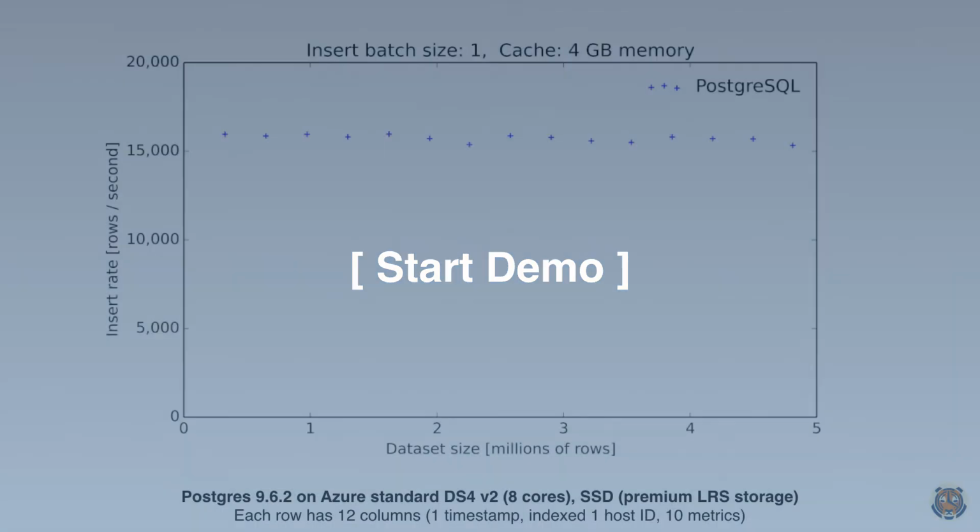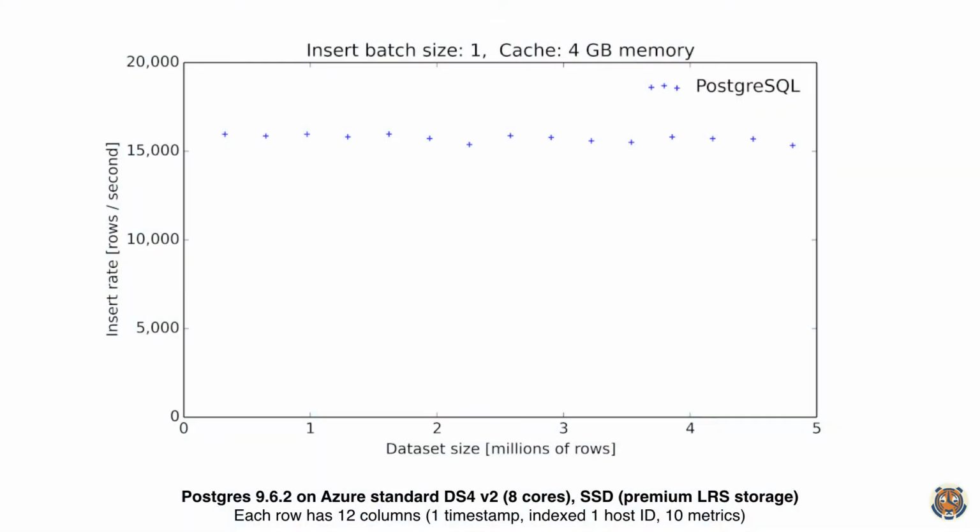So now we're doing a demo, but we did this ahead of time, just like a cooking show. I'm going to give you the results right now. So this is inserting data into plain Postgres. On the y-axis is the insert rate in terms of rows a second, and on the x-axis is the data set size you're inserting.